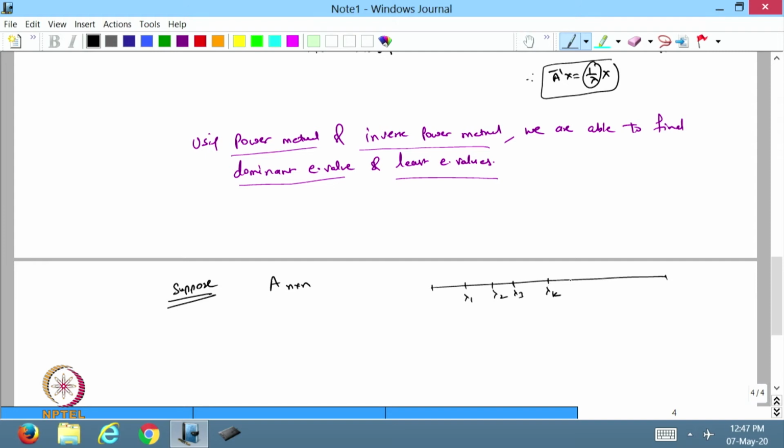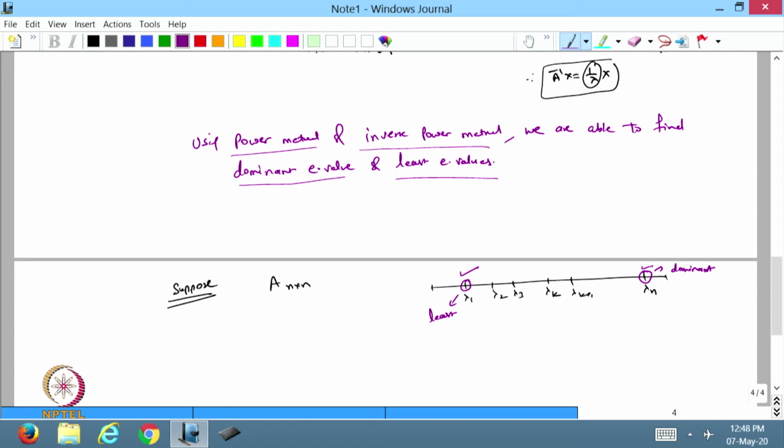Lambda k, lambda k plus 1 to lambda n. Suppose I have these eigenvalues. Now, with the help of the power method, I am able to find the least value and the highest value. So, this is my least and this is the dominant. So, I am able to find this and this.